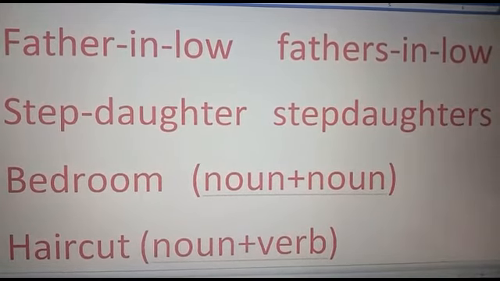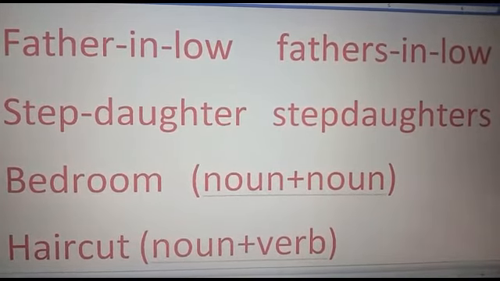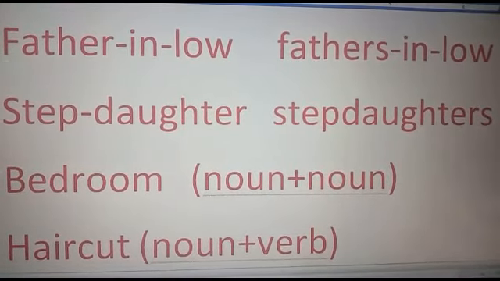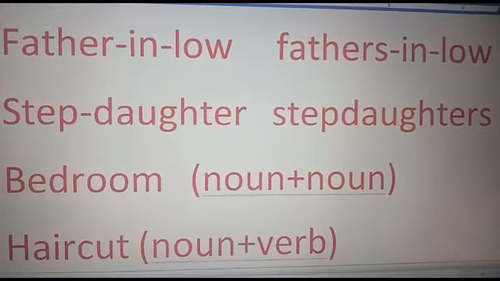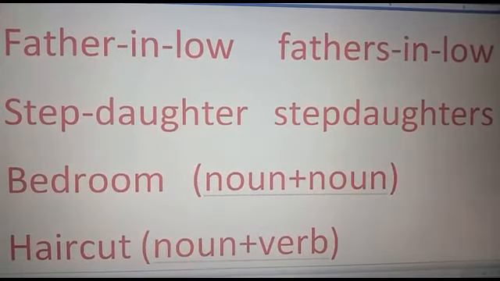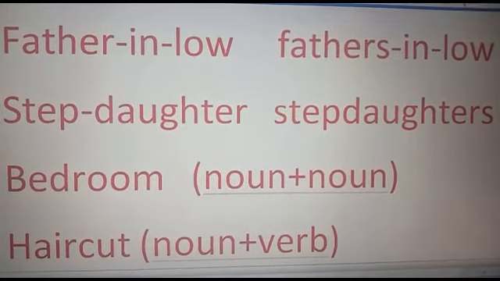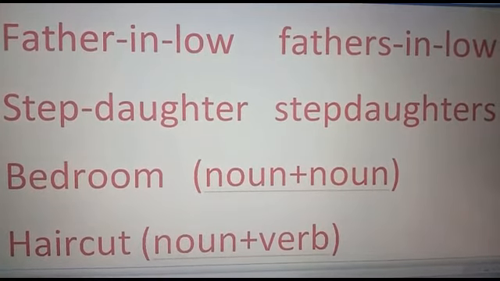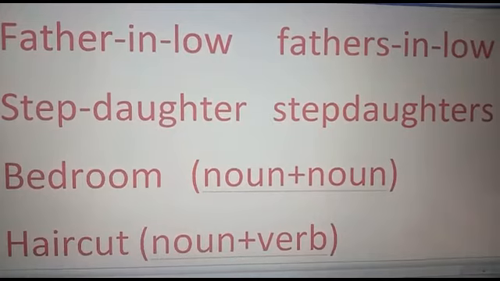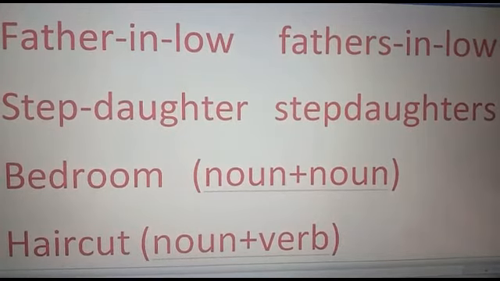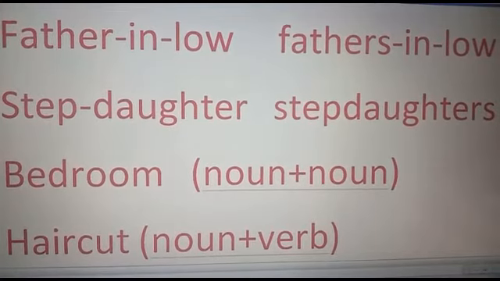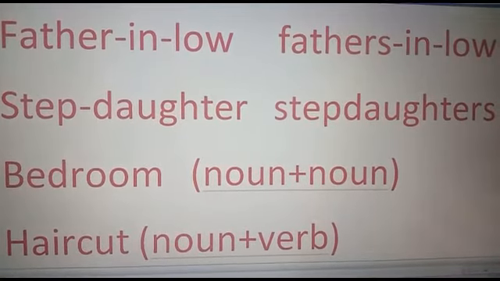You are going to add s to daughter and it will become stepdaughters. Again, the right way. Okay, so I hope that this is clear to you. Now, these are some categories. These are different types of compound nouns. From these examples, I want to explain that we can form compound nouns by using two different words. Either it could be noun plus noun, it could be a preposition plus noun, it could be a verb plus noun.